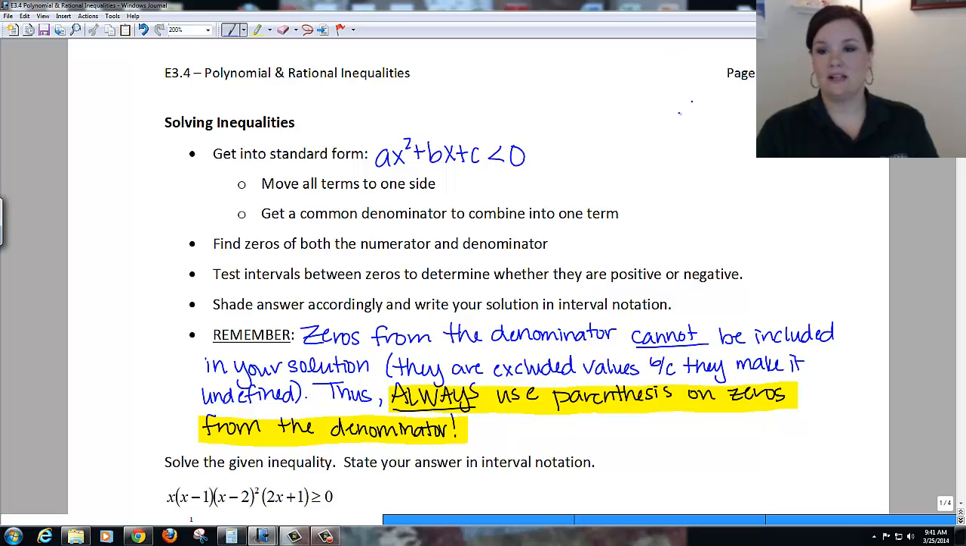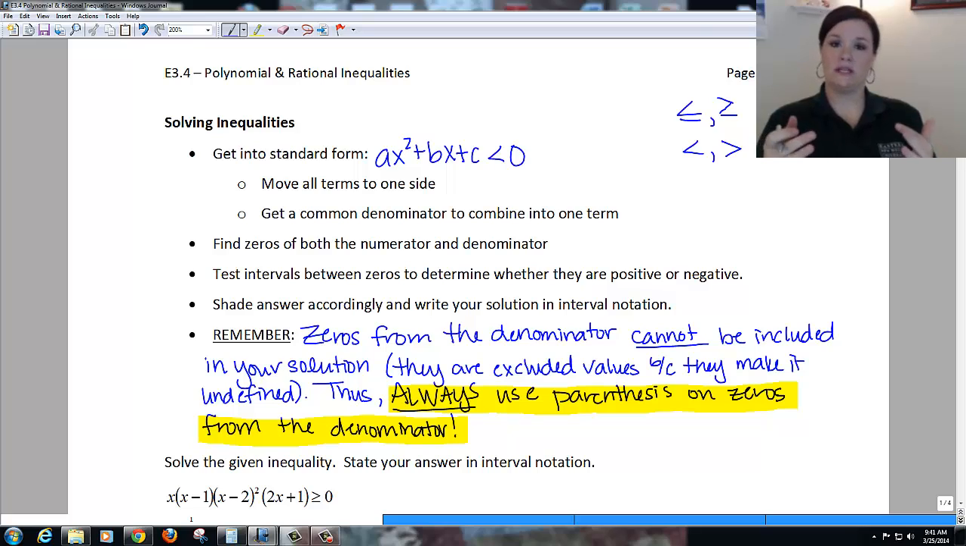So if we have something like less than or equal to, or greater than or equal to, okay, we use brackets, right? Or we use a closed dot. If we have a strict inequality, meaning we have less than or greater than, then we use parentheses. Okay, so if we have that equal to bar, we use brackets. If we don't have the equal to bar, we use parentheses. However, regardless of our symbol, if the 0 came from the denominator, we always use parentheses, regardless.